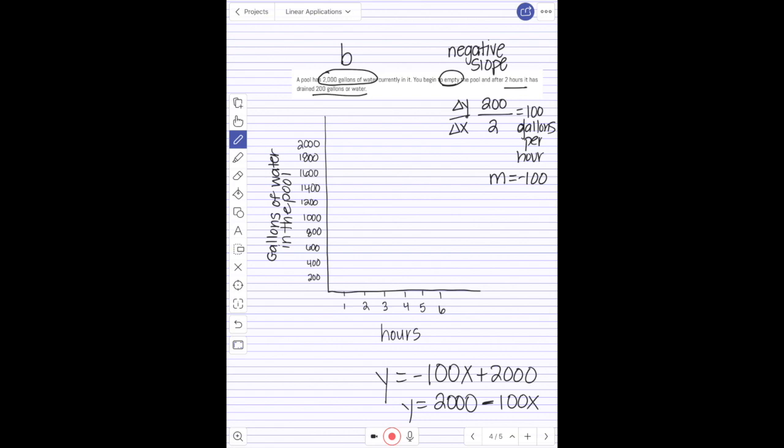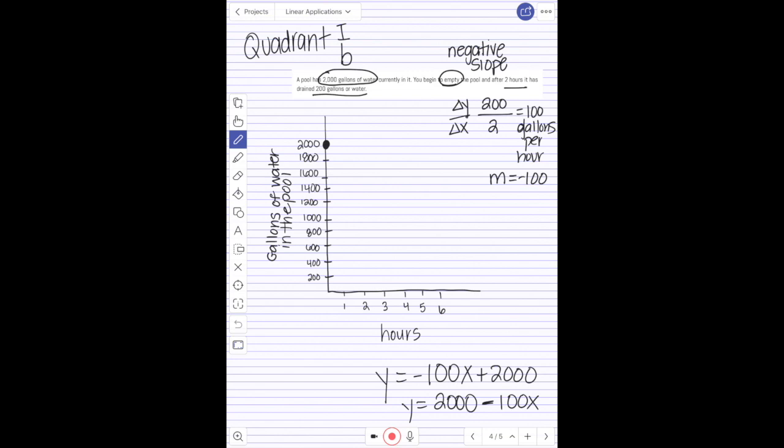Well, we're going to start by plotting the y-intercept. So my y-intercept is at 2,000. So let me put some tick marks here. I'm going to start at 2,000. That is my initial value. Now, I'm only using quadrant 1. Why am I only going to use quadrant 1? Because quadrant 1 is where it's positive. We can only use positive values in the real world.